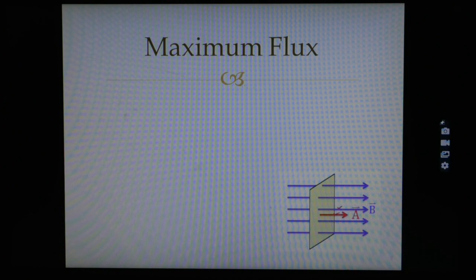Which one? B, that is magnetic induction. Greater the number of lines of force, the more lines pass through the surface, and that increases flux. Secondly, it depends upon area. Greater the area of the surface, the more lines of force would be passing through the surface. And the third factor is theta, where theta is the angle between B and A.